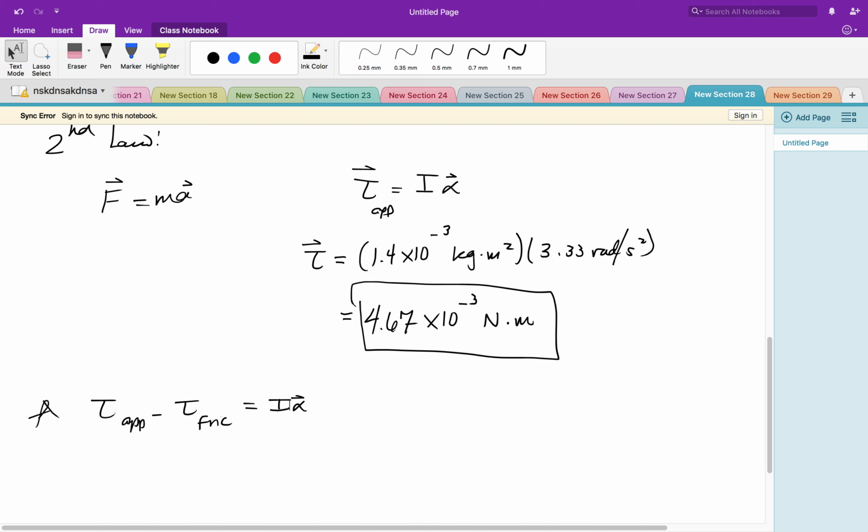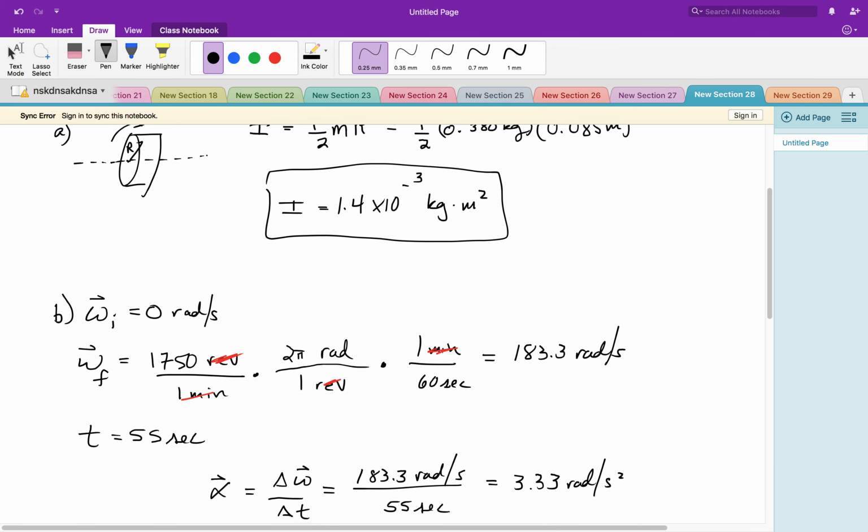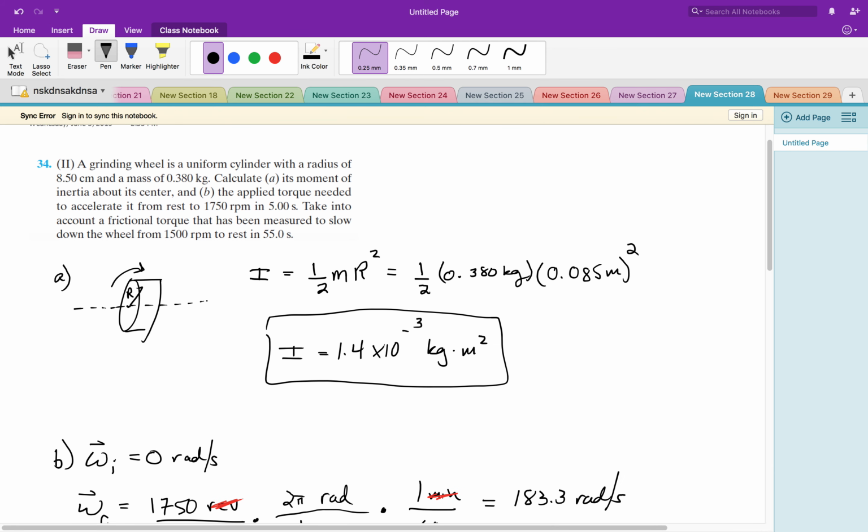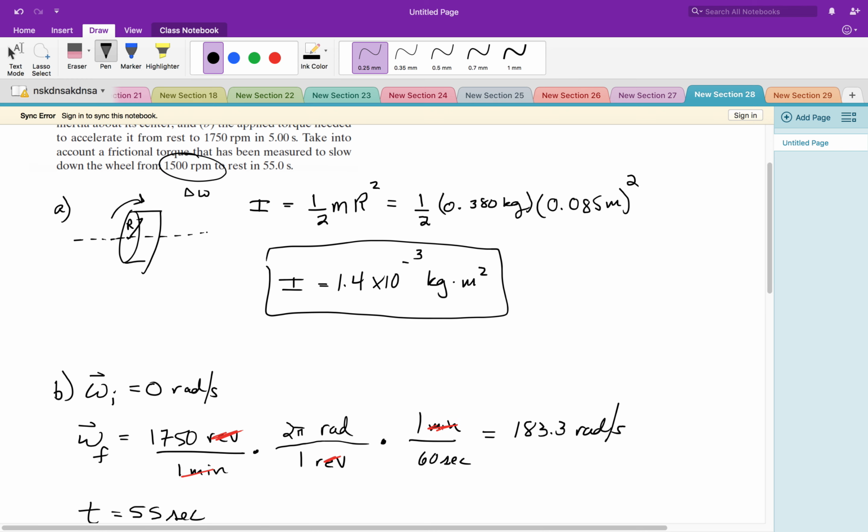And then the frictional torque, I'd have to figure this out with the information they give you. But basically the applied torque, the one that we're actually looking for, would end up being I alpha plus the frictional torque, where we'd have to calculate this frictional torque. And the way we would calculate it is basically the same way we just did. We'd put this in radians per second, because this would be basically delta omega divided by that.